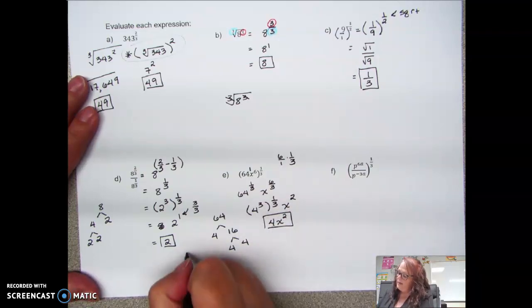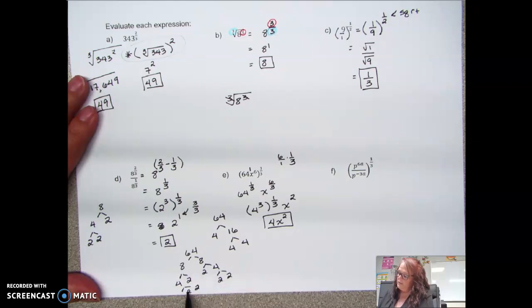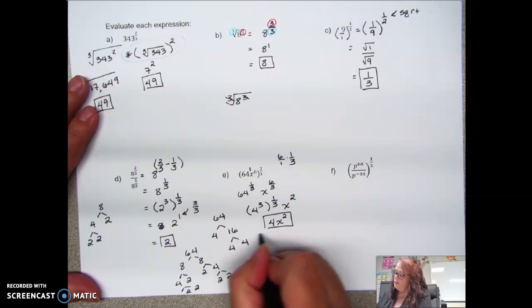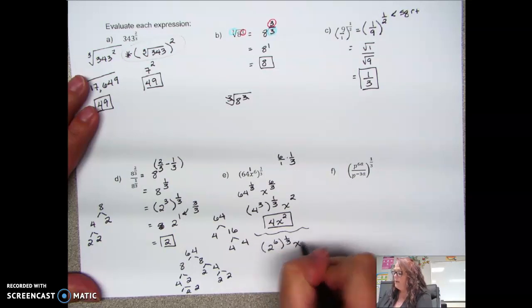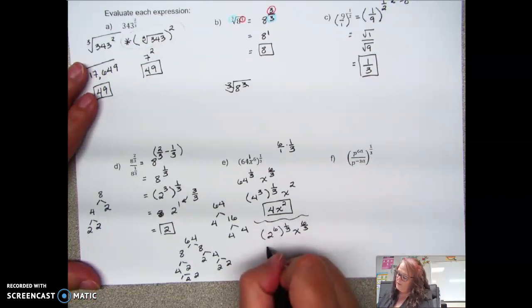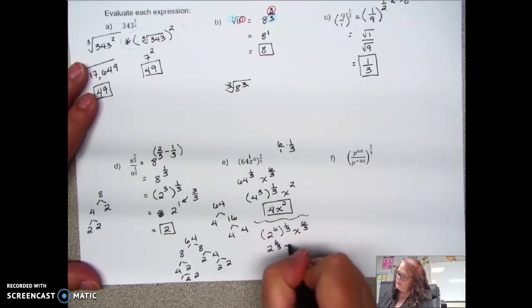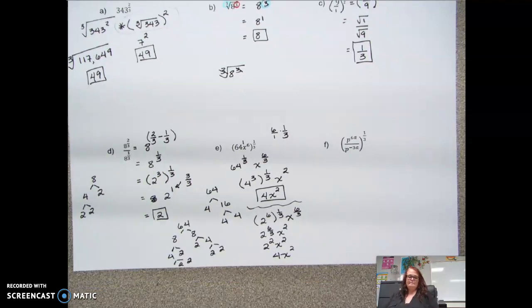Now, some of you might have said that 64 is 8 times 8, and that 8 is 4 times 2, and that 4 is 2 times 2. So you notice you get 1, 2, 3, 4, 5, 6 twos. So we could have said that this was 2 to the 6th, all to the 1/3 power. And then we've got x to the 6/3 power. And you'll see that 6 times 1/3 is 6/3. And 6/3 gives me 2. So 2 squared times x squared gives me 4x squared. So we get to exactly the same answer using 2 different methods. All right, see what you can do with F.